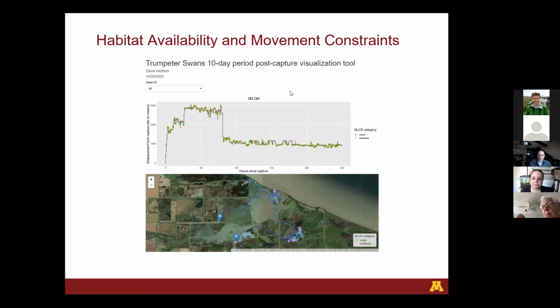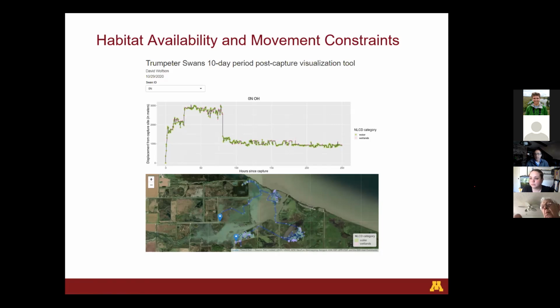So here's a trajectory over the first 10 days after capture for a trumpeter swan in the study we have going right now. My grad student, David Wolfson, put this together. Here you can see all of the locations every 15 minutes for the first 10 days. This top graph shows how far away these locations are from the capture location. And so very quickly, you get a sense that these observations taken every 15 minutes apart are highly autocorrelated.